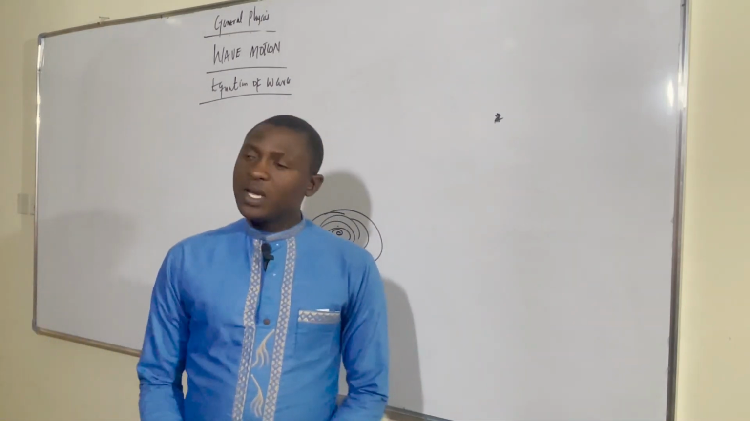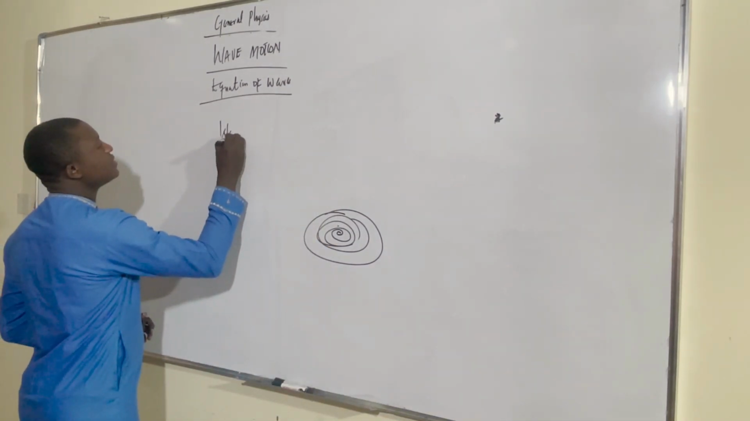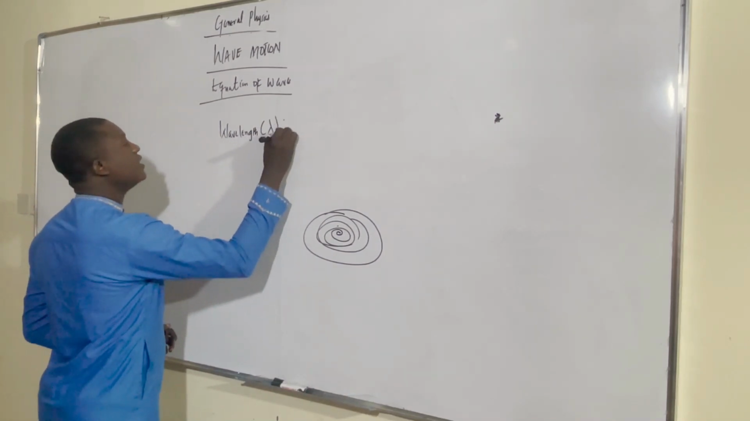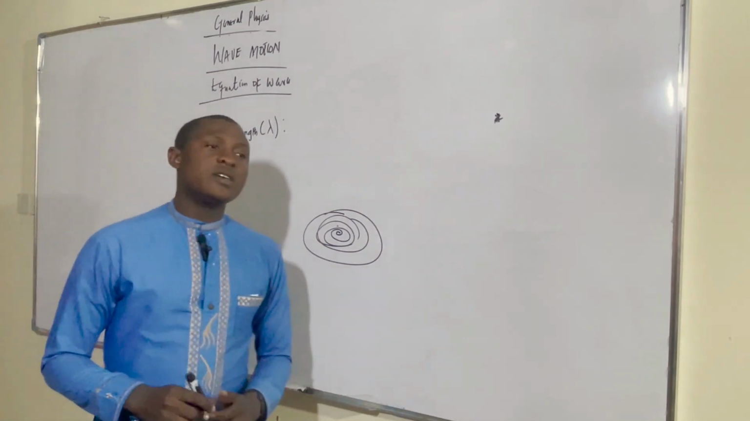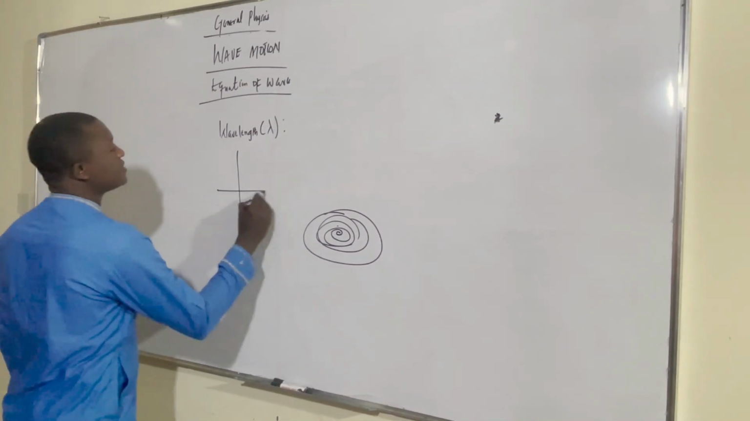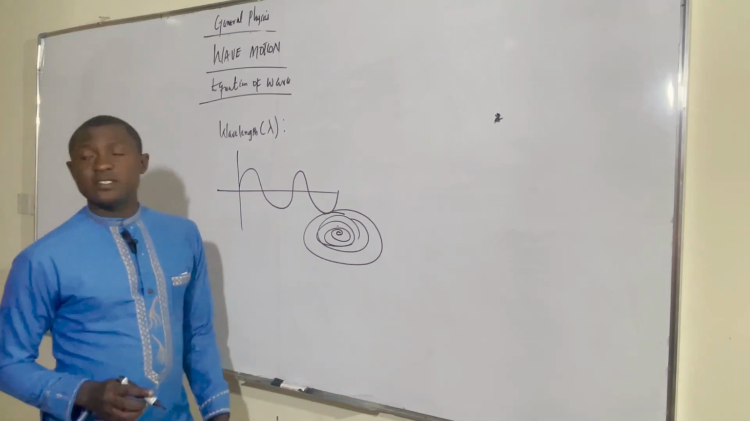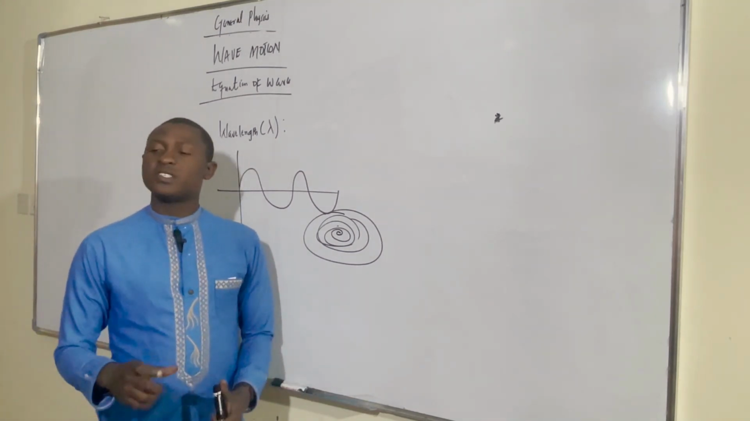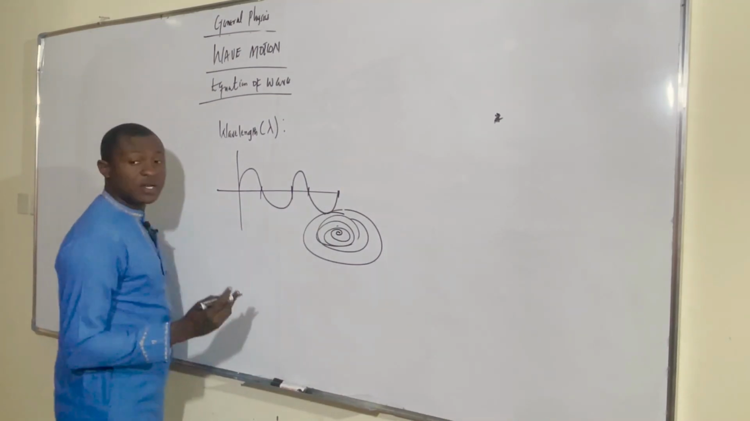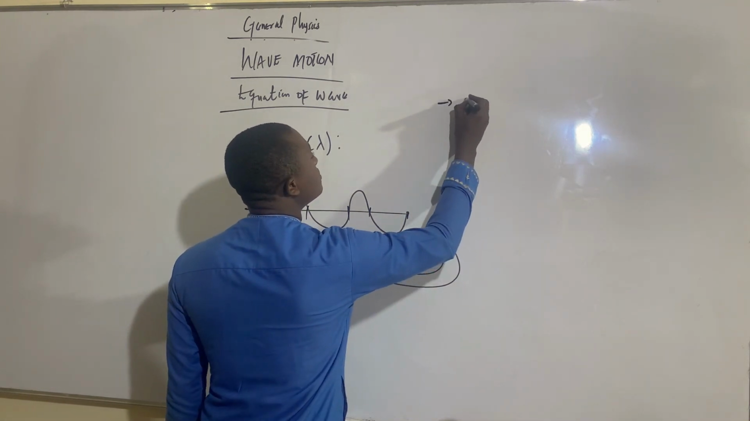Now we have some terms related to waves, like wavelength. When they say wavelength, it has a symbol, we call it lambda. Wavelength is the distance between two successive crests or troughs that are in phase. Let's say we have a wave traveling this way. It's just the distance between two successive crests or troughs that are in phase. Let me firstly mention the terms that we need here.